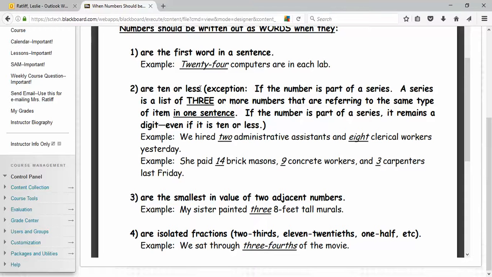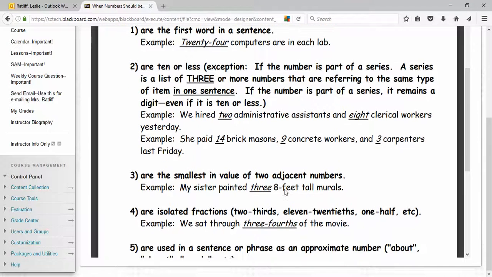For example, look at your second example down here. She paid 14 brick masons, 9 concrete workers, and 3 carpenters last Friday. 3 numbers in the same sentence. They're all talking about or referring to the same type of thing. In this case, workers: carpenters, brick masons, and concrete workers. They're all the same type of thing. So these 3 numbers can be considered a series. And when you have a series of numbers in a sentence, all of them are going to be digits. Now 9 and 3 are 10 or less, and they would normally be written out as words, but this is a series and they should be digits.